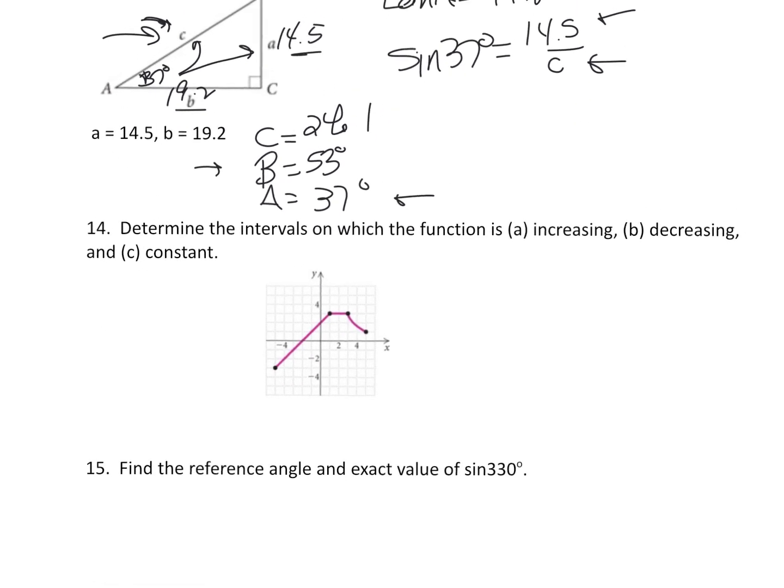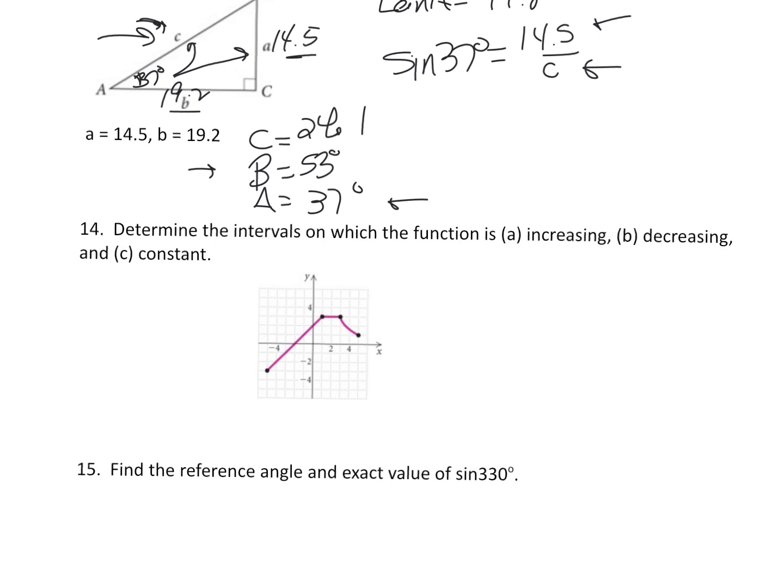Number 14, where is it increasing, decreasing, or constant? Let's go increasing first because it comes first in the problem. It's increasing right here. That's the only place it's increasing. It's going up from, and remember, only use your x's, it's going up from -5 until it gets to +1. X's only. It's decreasing in that little section right there, from 3 to 5.